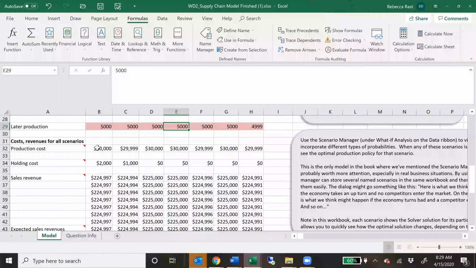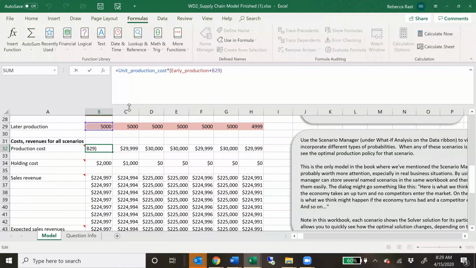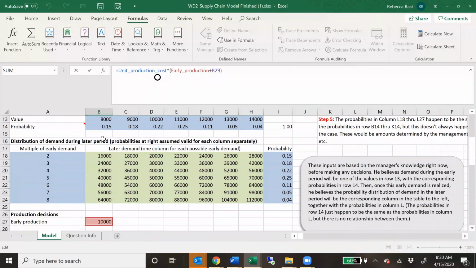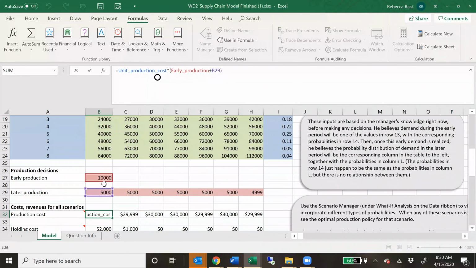The next formula you enter is in production cost, and that formula is equals unit production cost times parentheses early production plus B29. So if we scroll up here, we can see the unit production cost of $2 times the early production cost, so it's telling us here, plus this amount. And we can't say later production, because if we did that, it would enter all of these values, and we don't want to do that. We just want to look at the values at this time period.